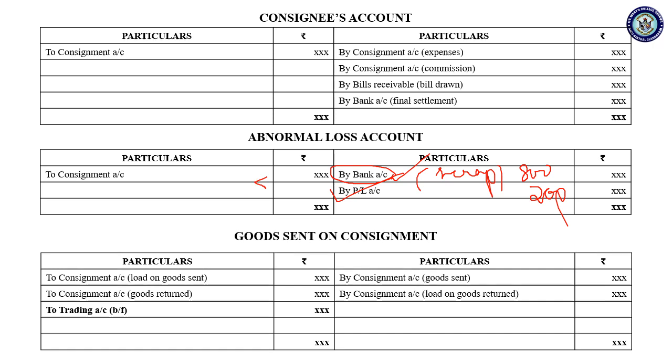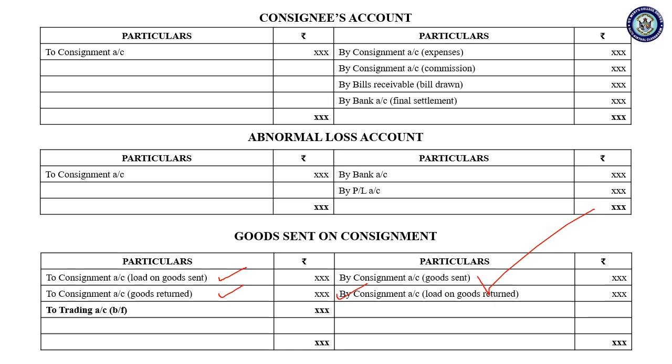Next, goods sent on consignment, that is very easy. First you have to transfer the balance from the consignment account. See, on the debit side, there is 'to goods sent on consignment', right? So in the consignment account, it is to goods sent on consignment. In the goods sent on consignment account, it is by consignment. If there is a loading price, then you write it as 'to' or 'by goods sent on consignment'. It is nothing but you transfer the balance from the consignment account.